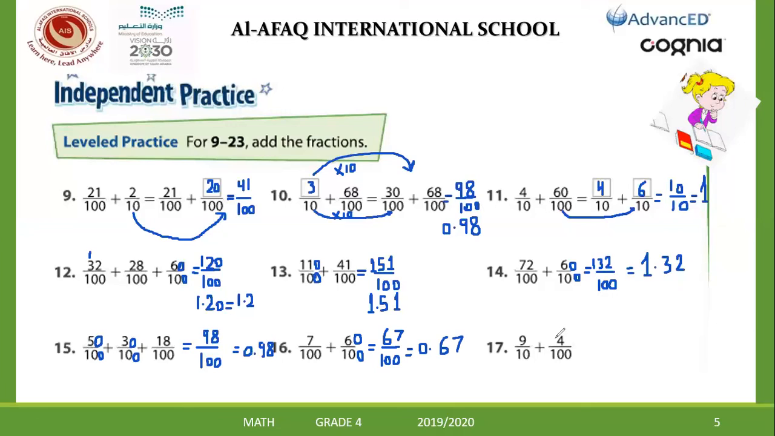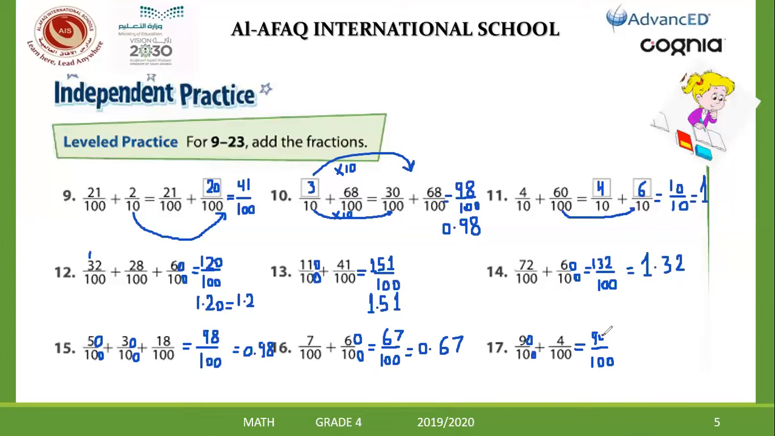9 over 10 plus 4 over 100. Hmm? Yeah, we are going to change the fraction with denominator of 10 to the fraction with denominator of 100. Yes, by dividing? No, by multiplying. So here, by multiplying 9 by 10 will be 90, and by multiplying 10 by 10 will be 100. Yeah, so easy now. Keep what? The same denominator. And what about here, the numerators? 90 plus 4 will be 94.